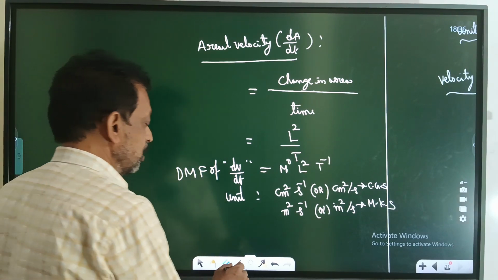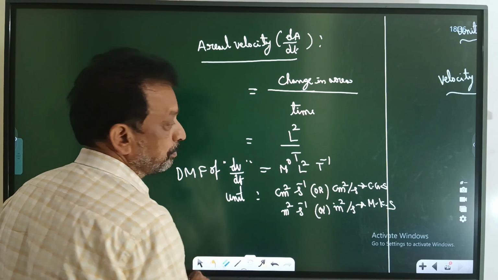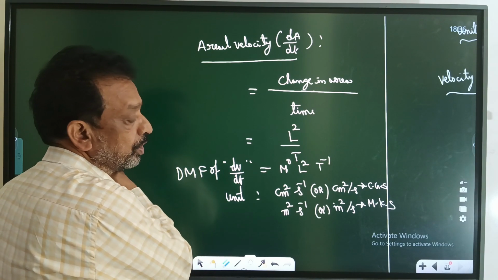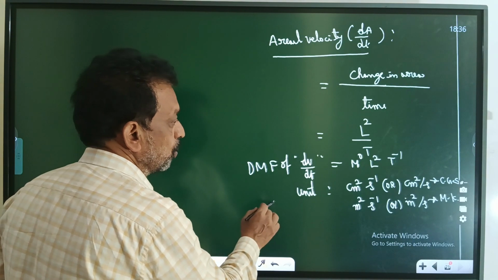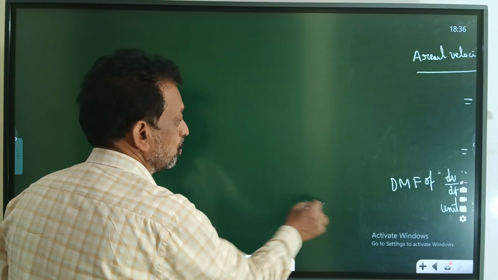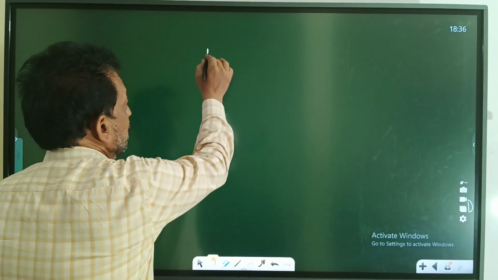Next, coming to the right side. Completed? Right, go to the right. Note, please.